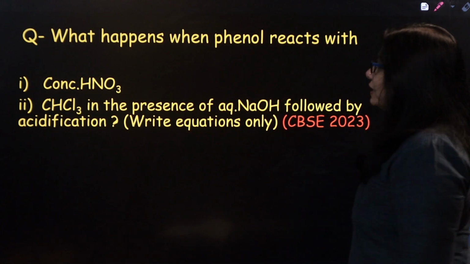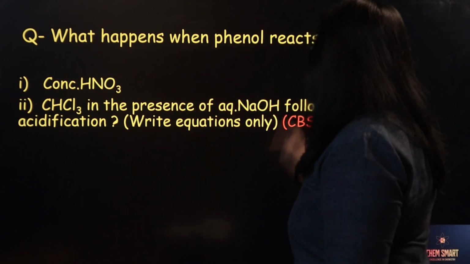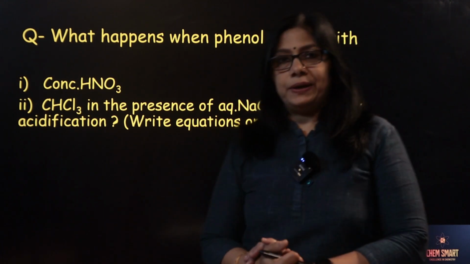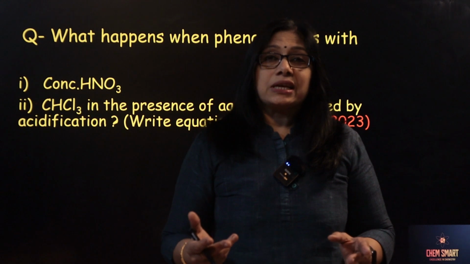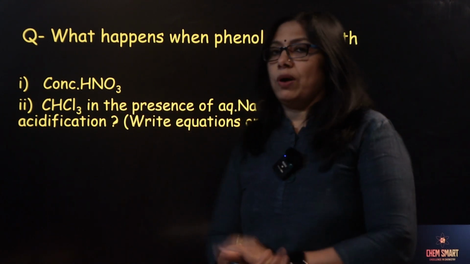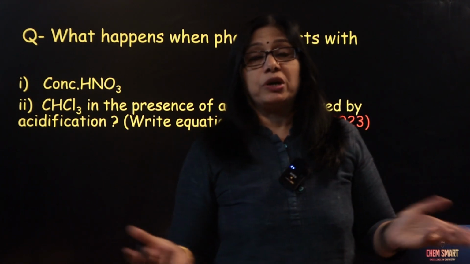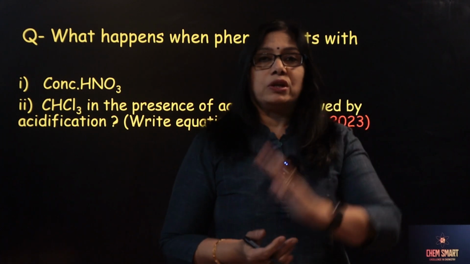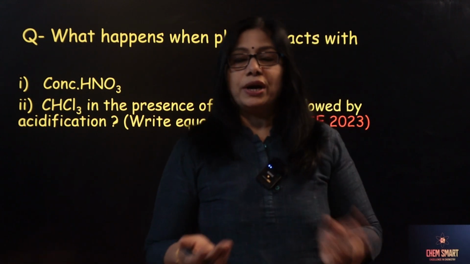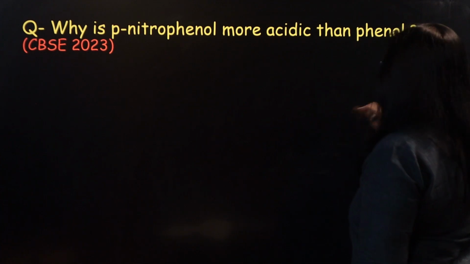Then the next one is when phenol reacts with chloroform in the presence of aqueous NaOH followed by acidification. You are asked to write the reactions only. That means it is a Reimer-Tiemann reaction, if you remember. Phenol reacting with chloroform in the presence of aqueous NaOH, you will get an intermediate first, that is substituted benzyl chloride, which undergoes hydrolysis to form salicylaldehyde, that is 2-hydroxybenzaldehyde or 2-hydroxybenzene carbaldehyde. So we are going to see what is that reaction.